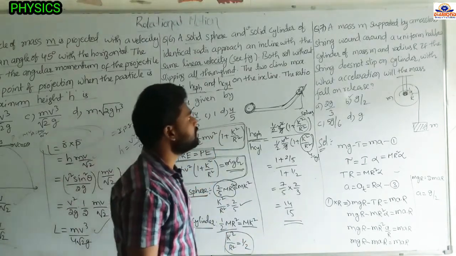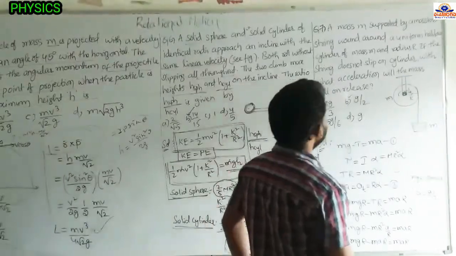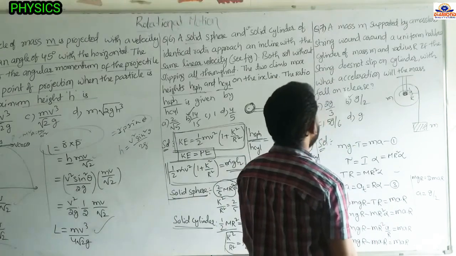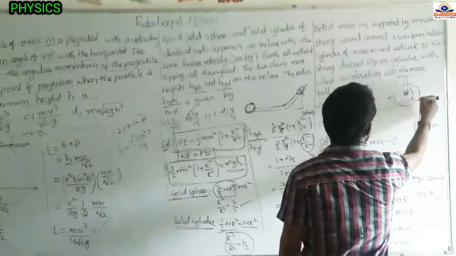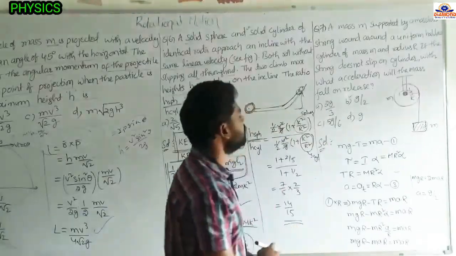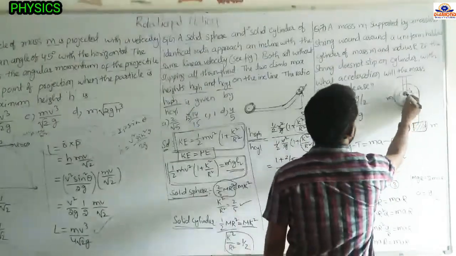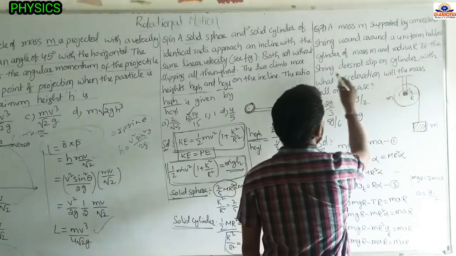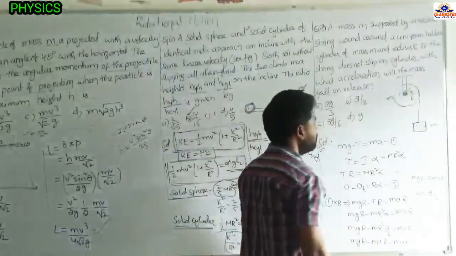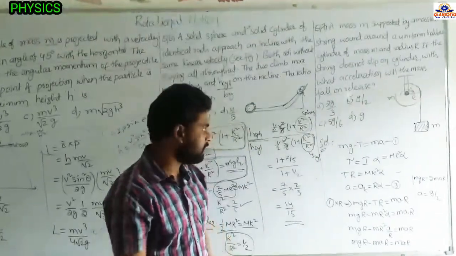Now let's see the next question, an important question. A mass m is supported by a massless string wound around a uniform hollow cylinder of mass m. The cylinder's mass is m and this particle's mass is also m, and the radius of the hollow cylinder is r. If the string does not slip on the cylinder, with what acceleration will the mass fall on release? If we release this, with how much acceleration will it fall, that we have to find.